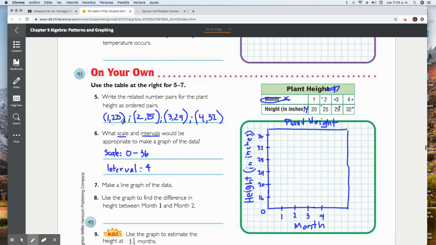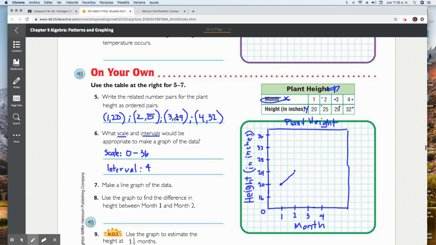Now that I have my graph ready, I'm going to start plotting my numbers, my ordered pairs. So I'm going to start with the first one, 1, 20. I'm going to place my pencil at 1 and then go all the way up to 20. I'm going to plot a point. The next one is month 2, all the way to 25. So 24 is right here, so it will be a little bit higher, which is right there, I think. Then, with a line segment, I'm going to connect both points.